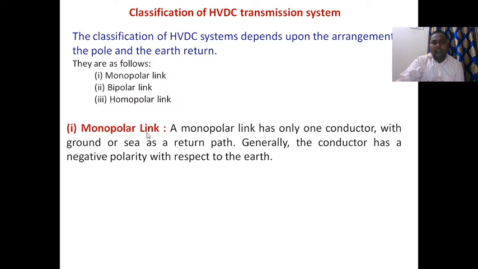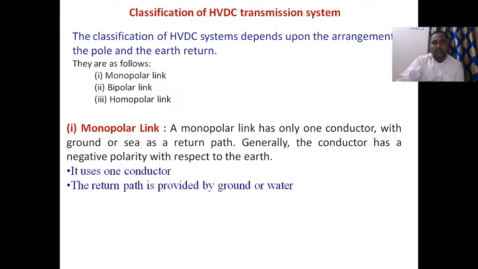So monopolar link. A monopolar link has only one conductor with ground or sea as return path. Generally, the conductor has a negative polarity with respect to the earth. It uses one conductor. It is very advantageous because with one conductor the power loss is also less, and the number of conductors decreases, which is an important economical point. The return path is provided by ground or water.